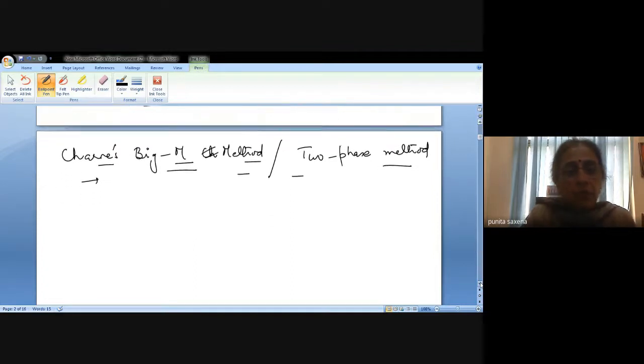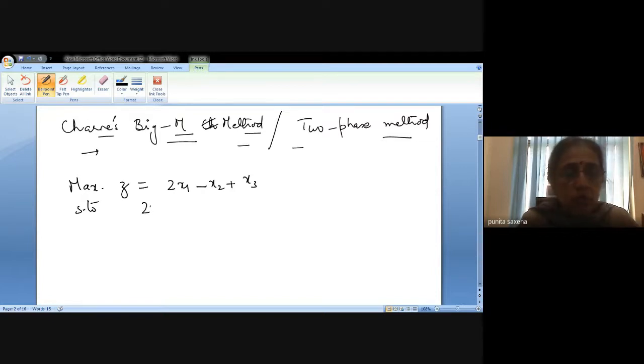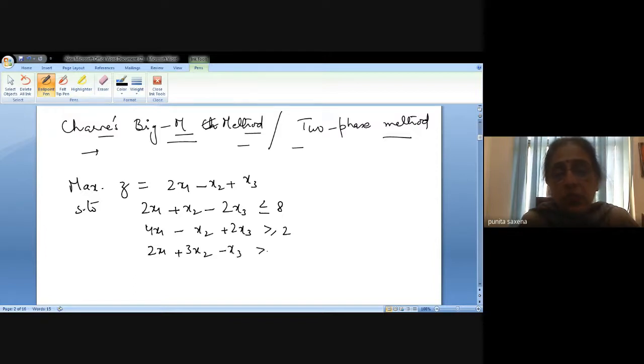Now, for example, supposing you have to maximize Z equal to 2x1 minus x2 plus x3, this is your exercise problem 4.1, subject to 2x1 plus x2 minus 2x3 less than or equal to 8, then 4x1 minus x2 plus 2x3 more than or equal to 2, and 2x1 plus 3x2 minus x3 more than or equal to 4, with x1, x2, x3 more than or equal to 0. All variables are non-negative in nature.